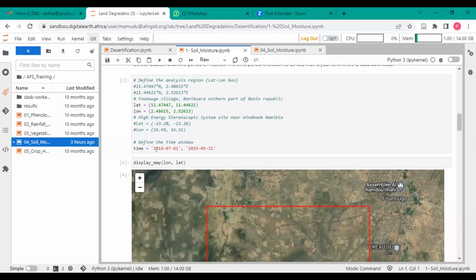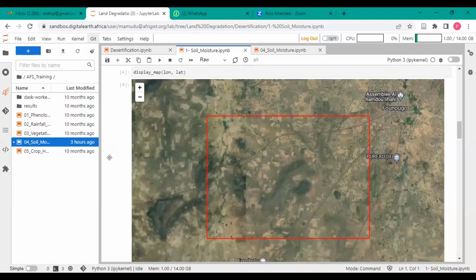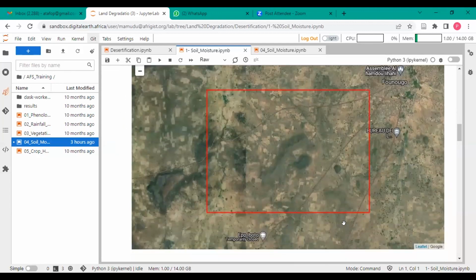The time period we're going to be analyzing is a 1-year time window, which is between July 2018 to about May 31st, 2019. So we're going to be looking at the soil moisture over the period of 1 year. And then having defined this, we can now display this in a map. So this is the area of study given by the red bounding box, as we can see here.